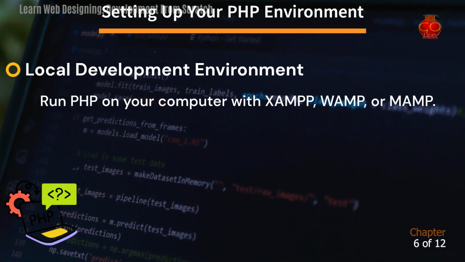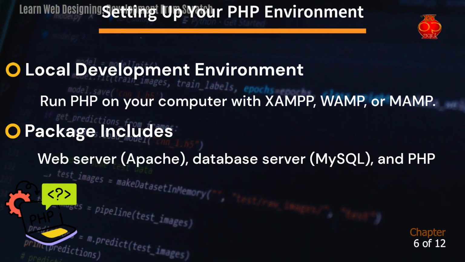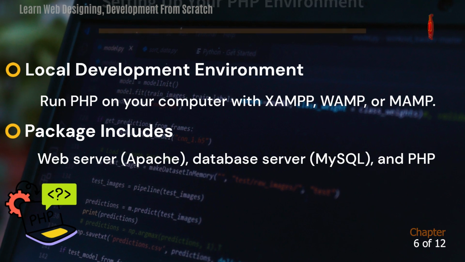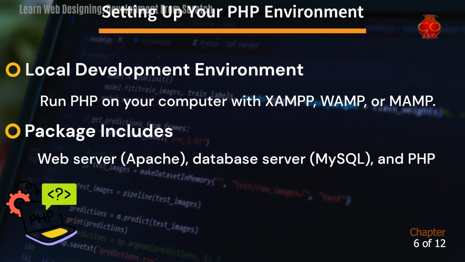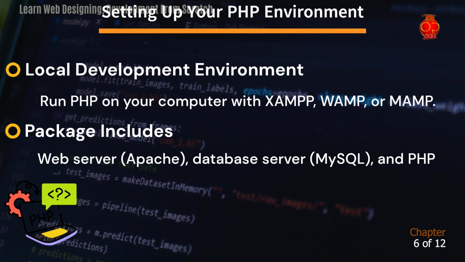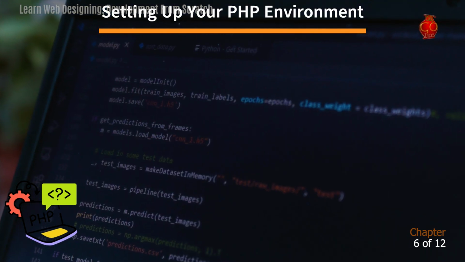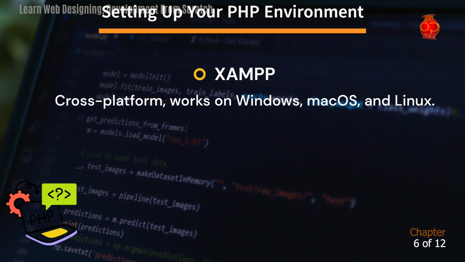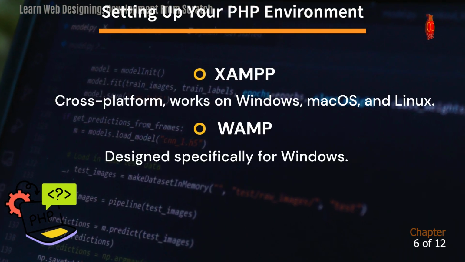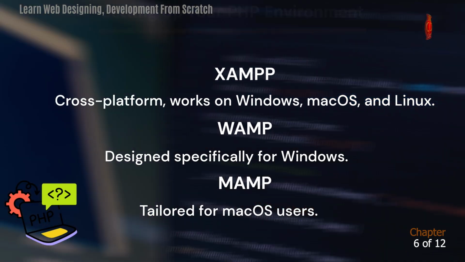Tools like XAMPP, WAMP, or MAMP provide a package that includes a web server, like Apache, a database server, like MySQL, and PHP. This allows you to run and test PHP scripts on your own machine before uploading them to a live web server. XAMPP works on Windows, Mac OS, and Linux. WAMP, designed for Windows. MAMP, designed for Mac OS.